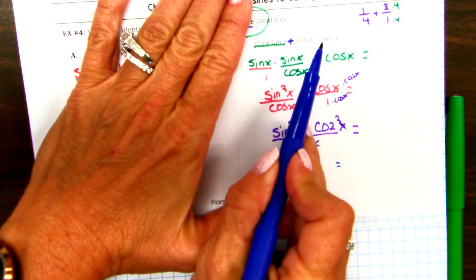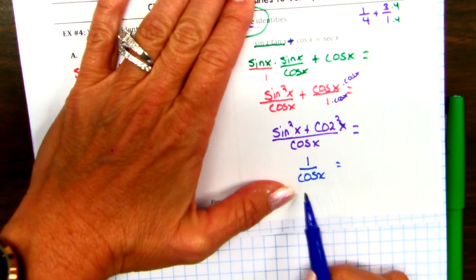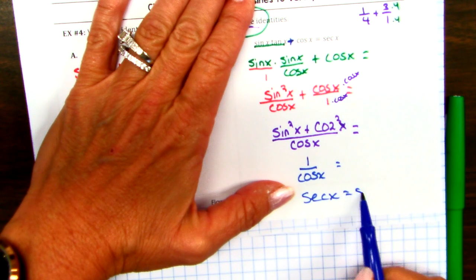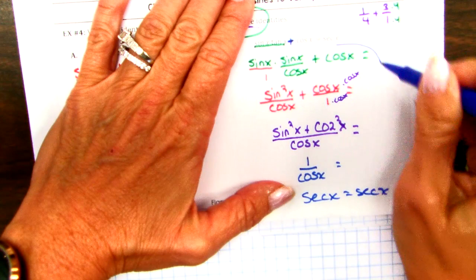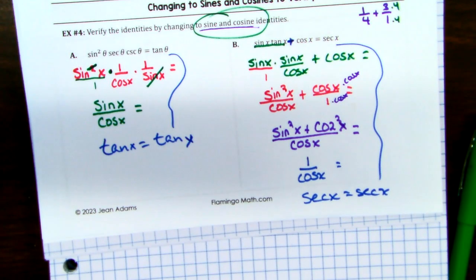And now I can see it. 1 over cosine is secant. Okay?